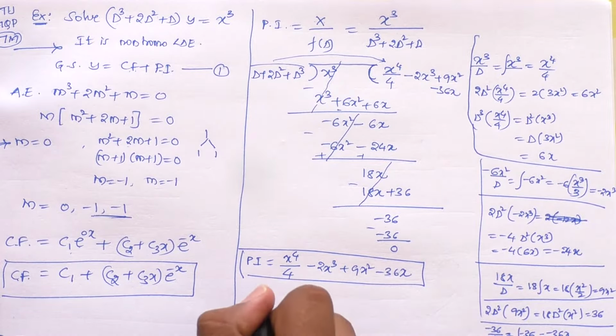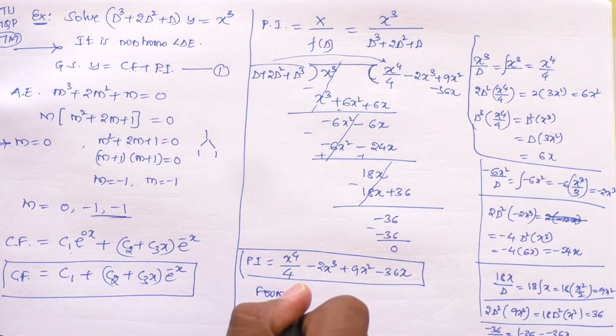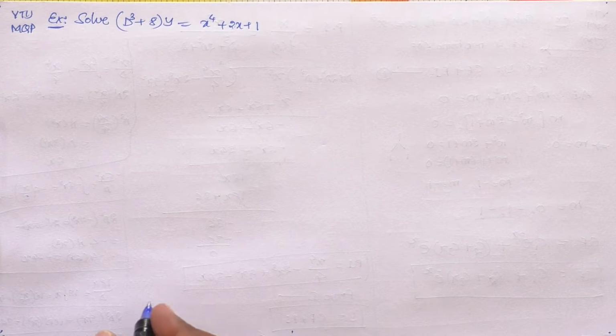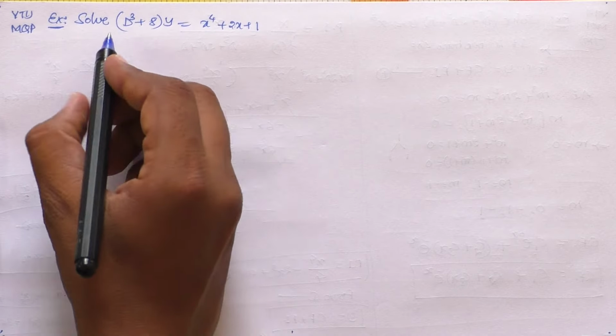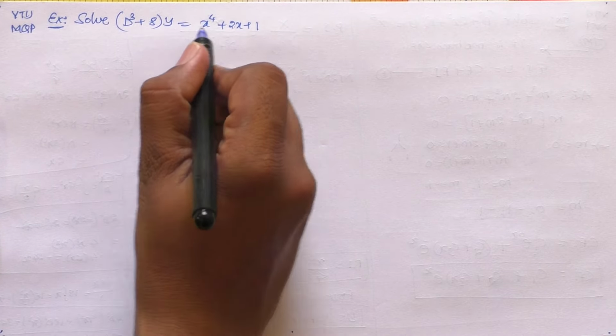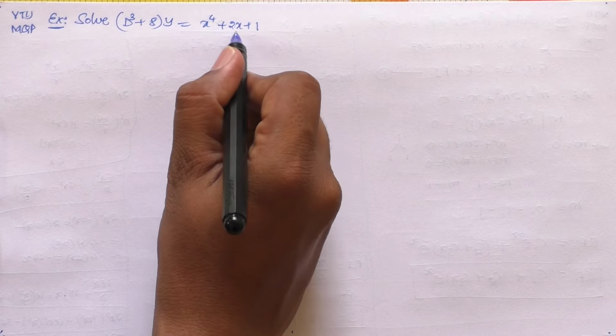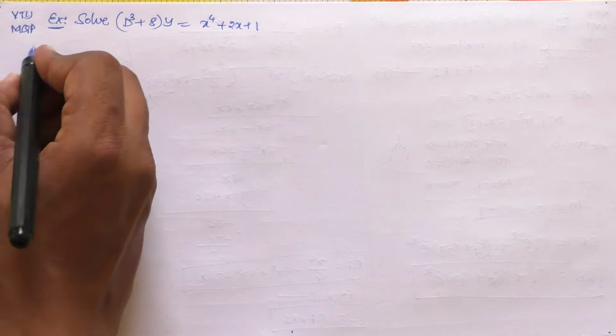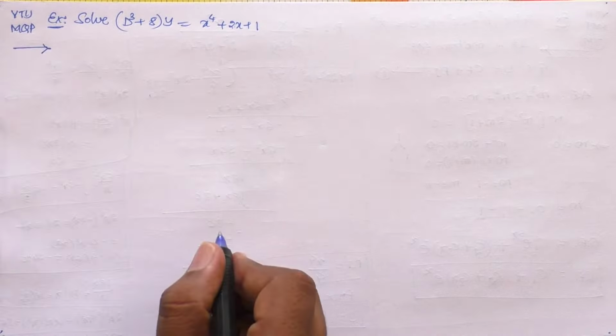So the final solution from equation 1 is y equal to CF plus PI. The sum of both is the final solution. Now let us solve another problem. Solve D cube plus 8 into y equal to x raised to 4 plus 2x plus 1, which has been given in a VTU model question paper for second semester students.